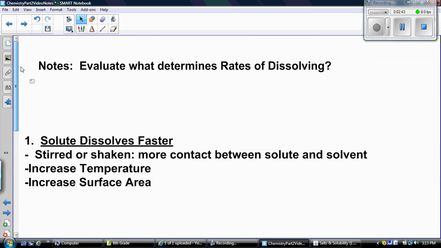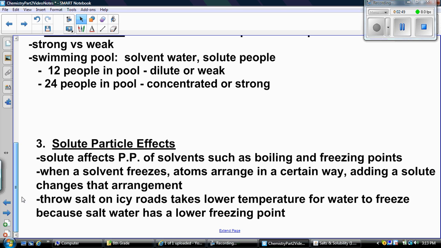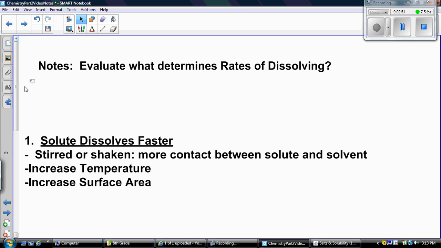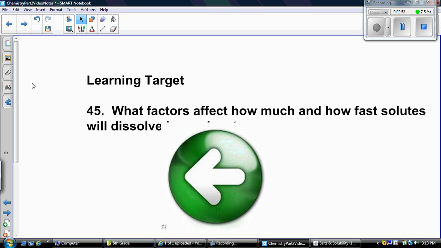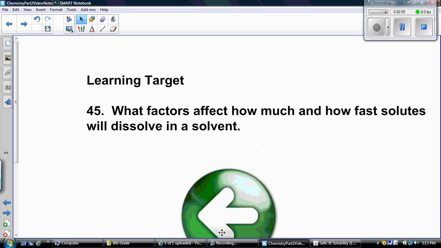Okay, so that is a quick explanation of what determines the rates of dissolving. Let me see if I missed any clicks. I didn't. Okay. So you should be able to tell which factors affect how fast a solute would dissolve and be able to talk about physical properties and how a solute can change physical properties of solvents.